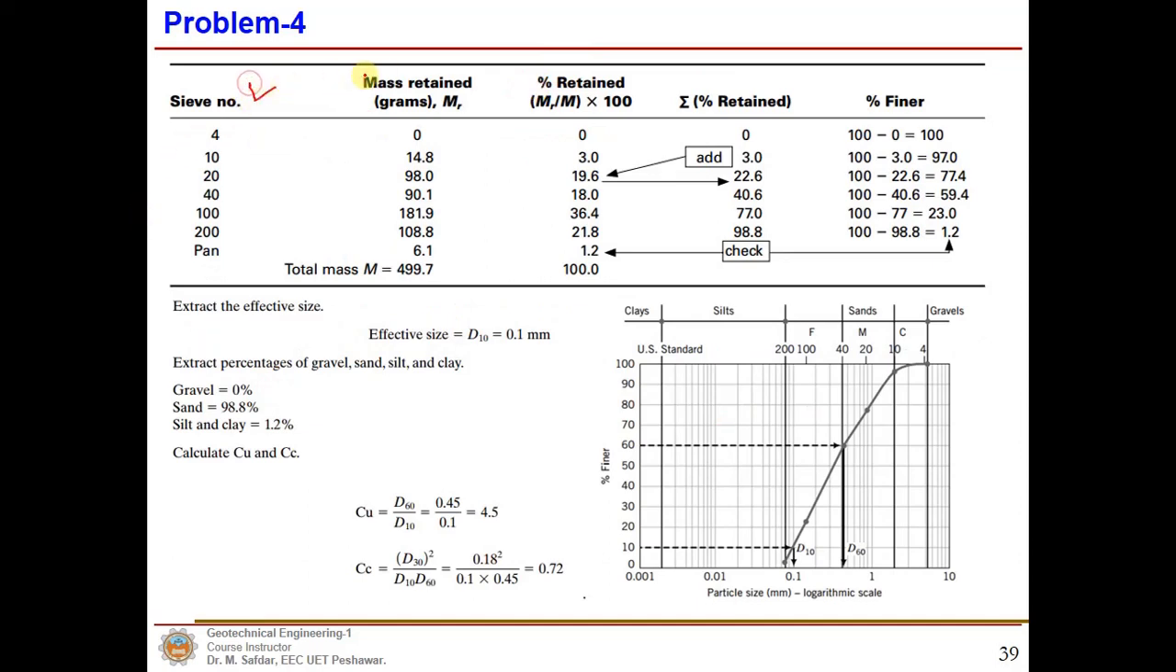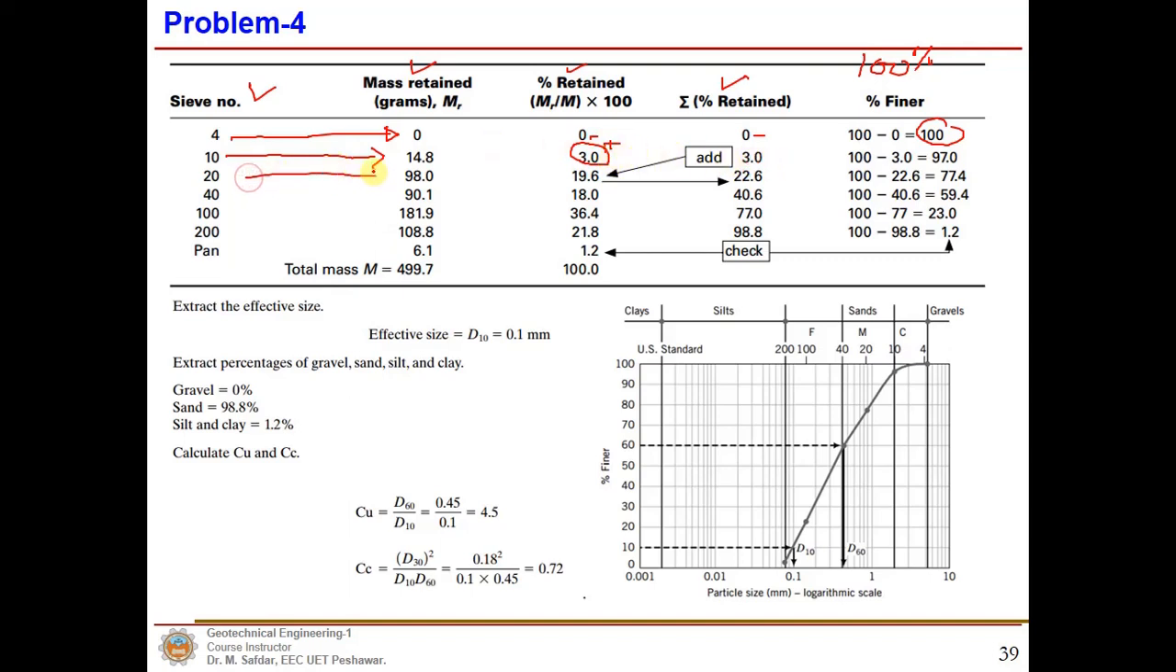So sieve number is given, mass retained is given, percent mass retained you can find out, and you can find out the cumulative mass retained, and then you can subtract this column from 100. So for sieve number 4, mass retained is 0, percent mass retained would be 0 as well, and cumulative mass retained 0. It means that 100% is passing from sieve number 4. For sieve number 10, 14.8 grams were retained. Now 14.8 divided by 500 into 100 will give you 3% retained, and the cumulative percent is 0 plus 3, and that is 3.